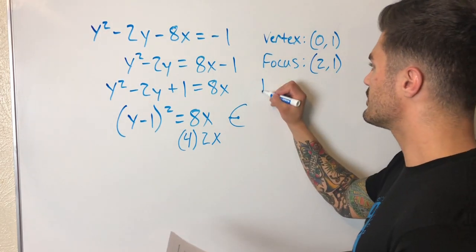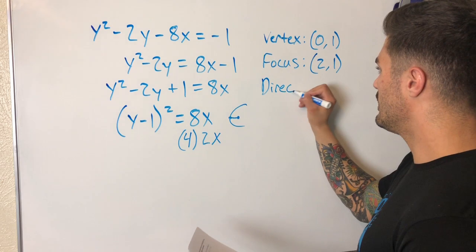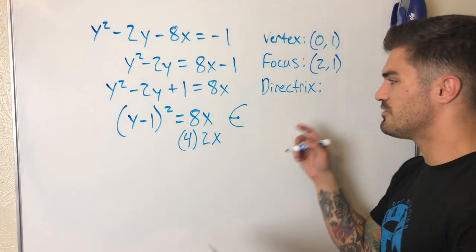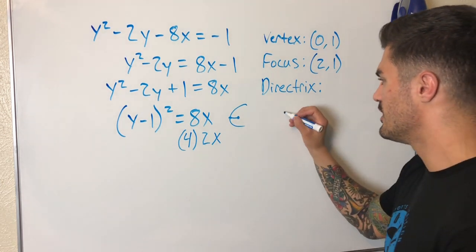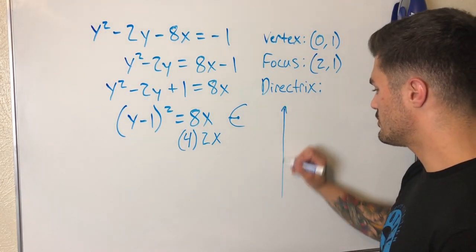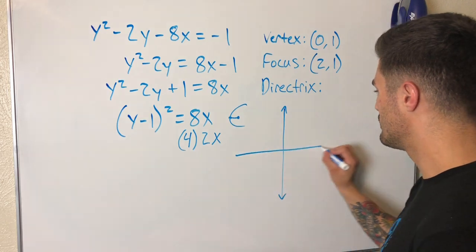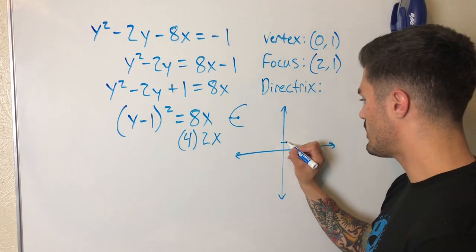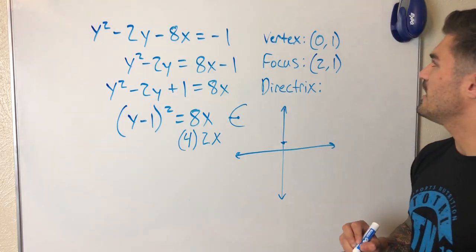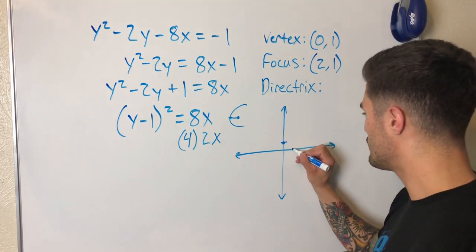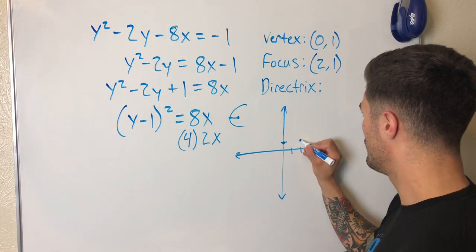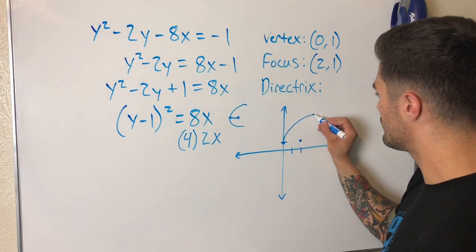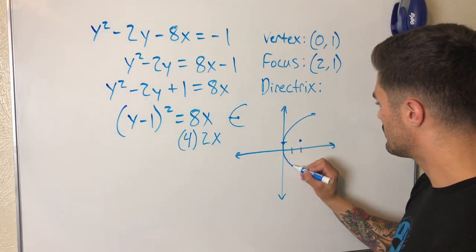So directrix, and again, some people even prefer to go ahead and start graphing now and then gather this information at last. So maybe I'll do them simultaneously here. So I got my y-axis, my x-axis, vertex at x equals 0, y equals 1. My a is 2, and I'm moving to the right. So I have 1, 2. So that is my focus. And since I'm opening to the right, it looks something like this.